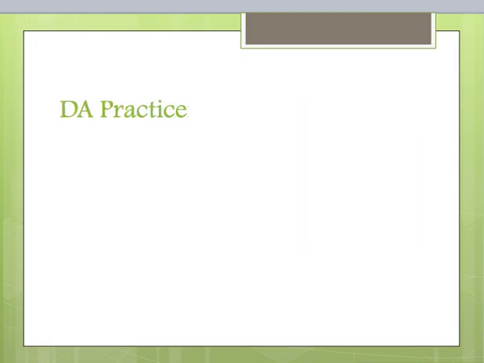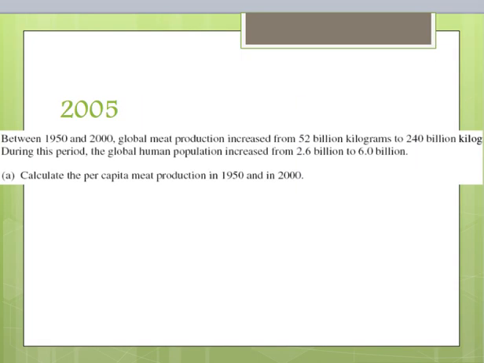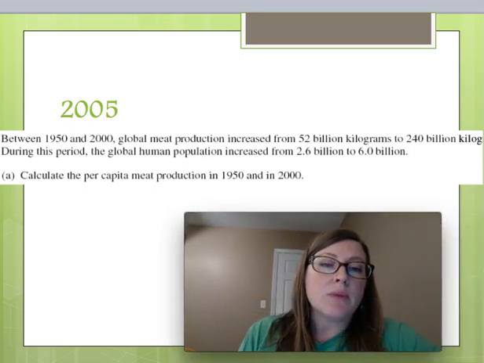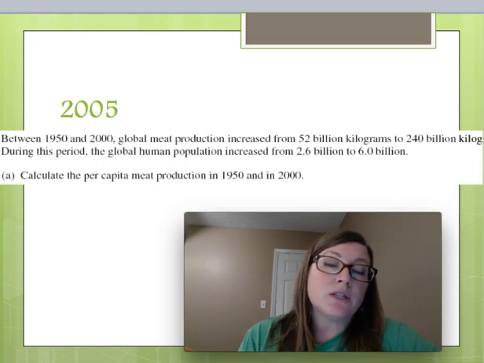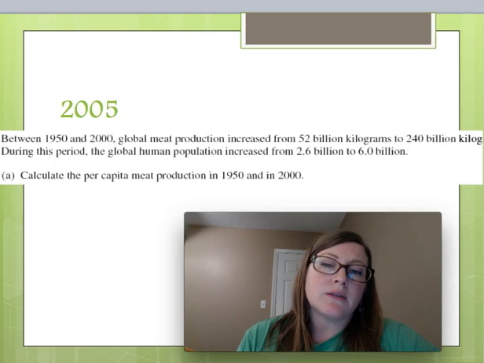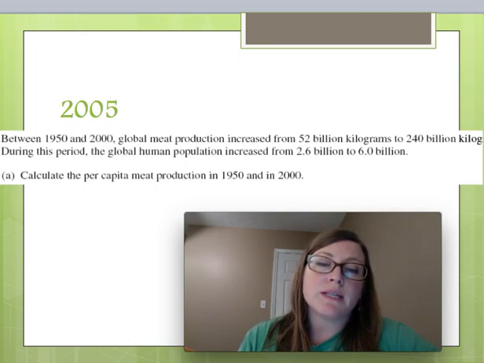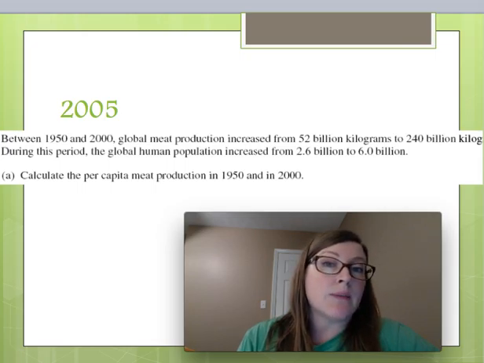Okay. All right, let's do a little bit of practice. So here's a problem that was given in 2005. Between 1950 and 2000, global meat production increased from 52 billion kilograms to 240 billion kilograms. Okay, so in 1950 it was 52 billion, and in 2000 it was 240 billion kilograms of meat being consumed. During this period, the global human population increased from 2.6 to 6 billion. And notice we've got billion in there, and so we want to keep our scientific notation in mind.